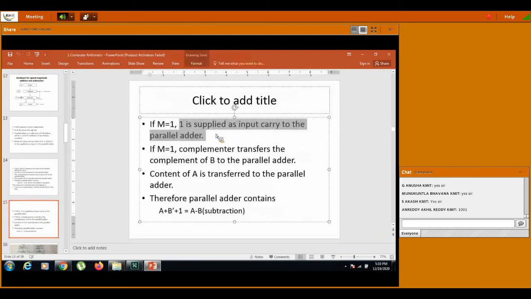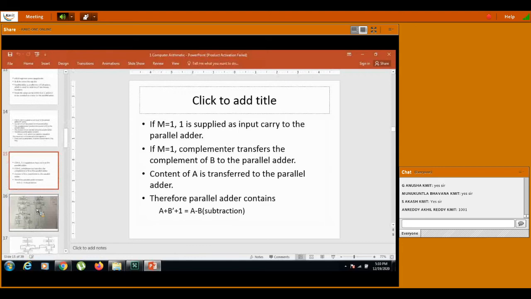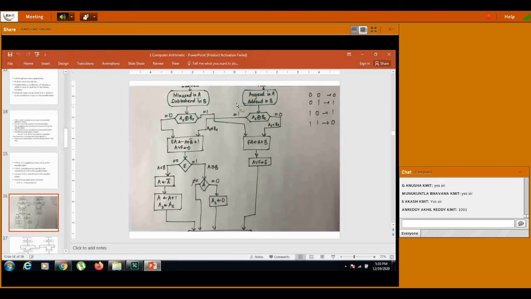Now consider 1. So 1 is supplied as the input carry. The complementer transfers the complement of B, the contents of A are transferred, and now it becomes A plus B complement plus 1, which is nothing but A minus B, which we have seen already.